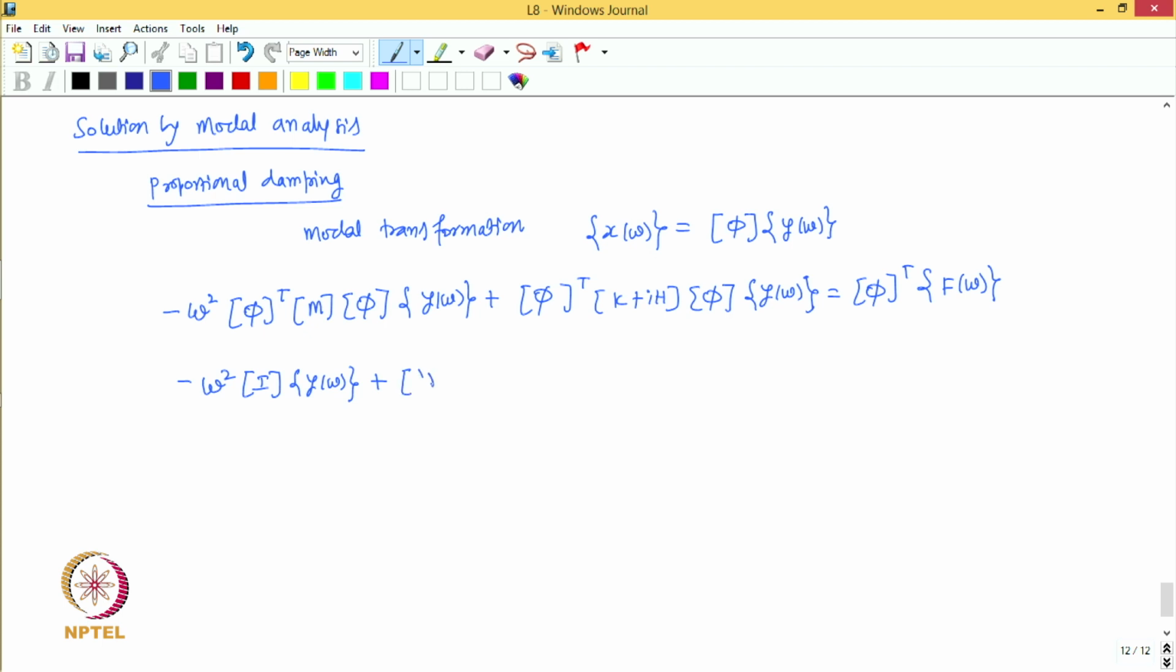So, that matrix would be a diagonal matrix of eigenvalues like this. So, let me write omega lambda r, y of omega, and phi transpose f omega we can write as f r omega, which is the vector of modal forces. So, let us write that as f r omega, right. So this is f r omega here, the vector of modal forces, right.